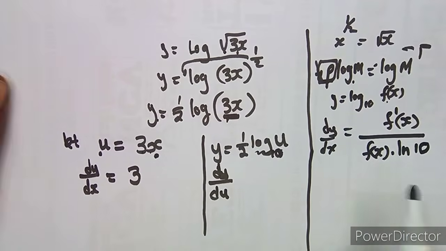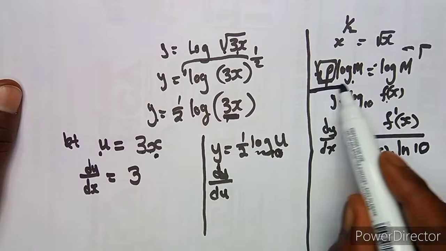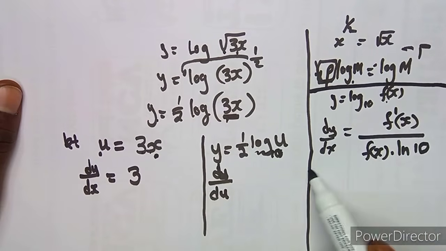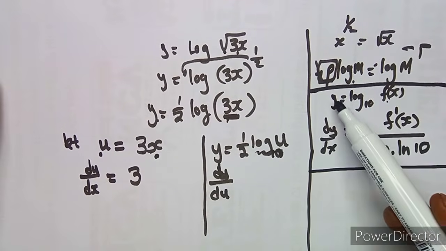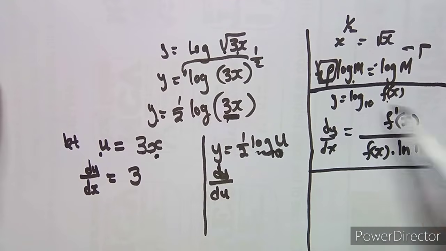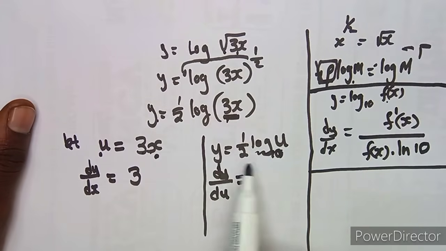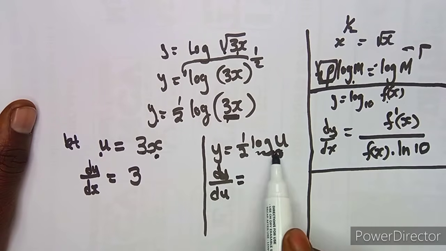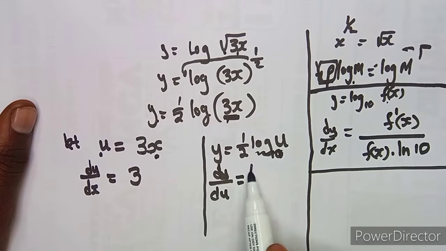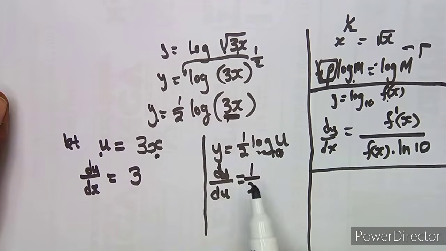This is the derivative of a given log in this format. That is how you're going to express it: y is equal to log f of x in base 10. That is the derivative. So now we want to find the derivative of this log u base 10. Half is just a constant multiplying, so you're just going to write it as it is.